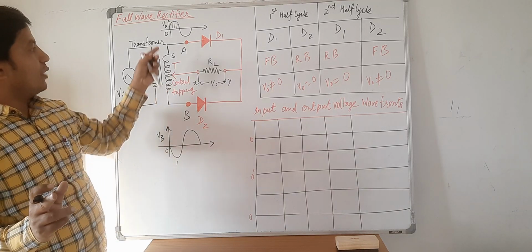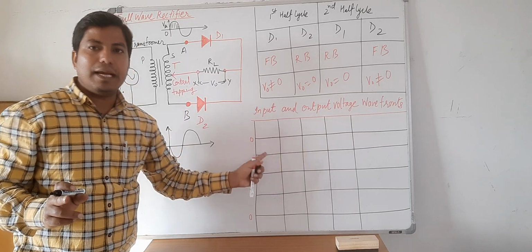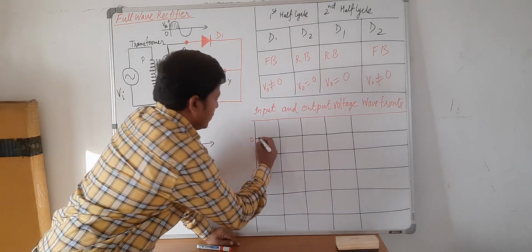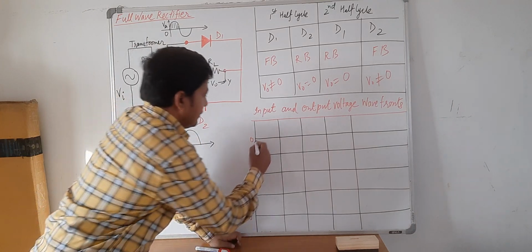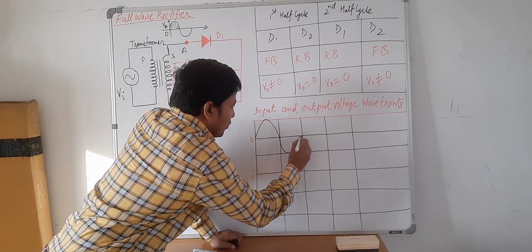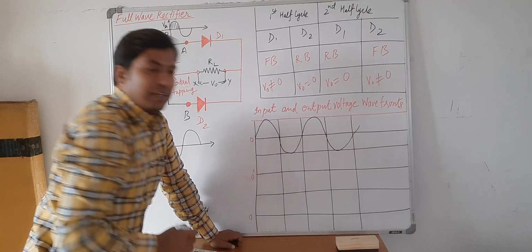There are two input voltages, VA and VB. We will draw here the curves of VA, VB and the output voltage. So see, this is VA. You can draw VA in this way.